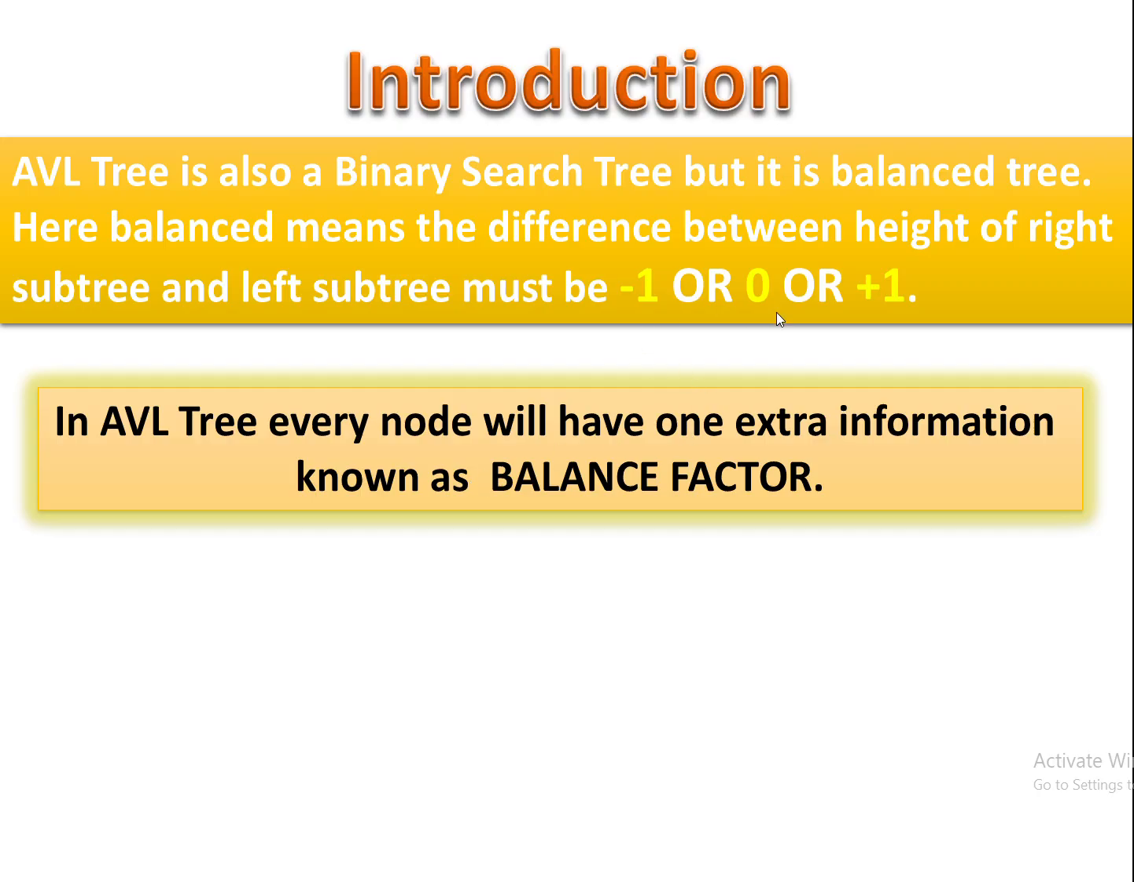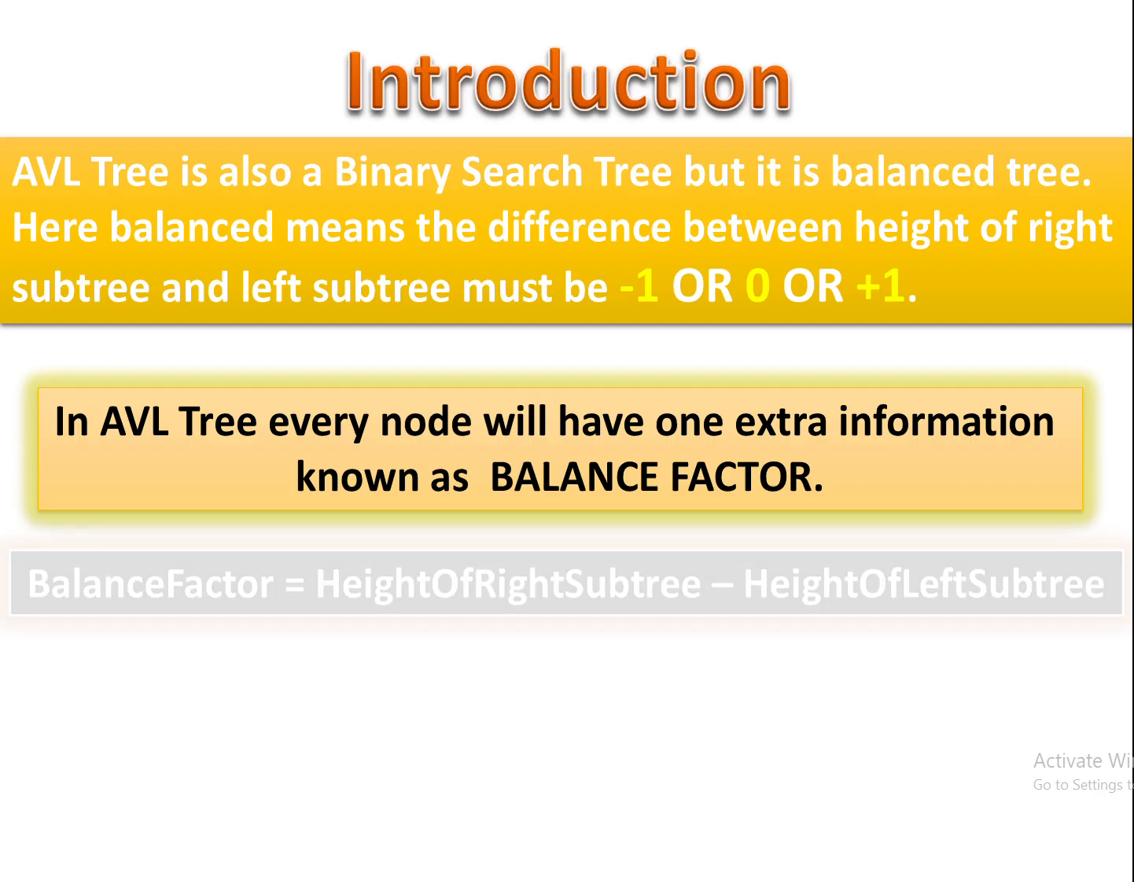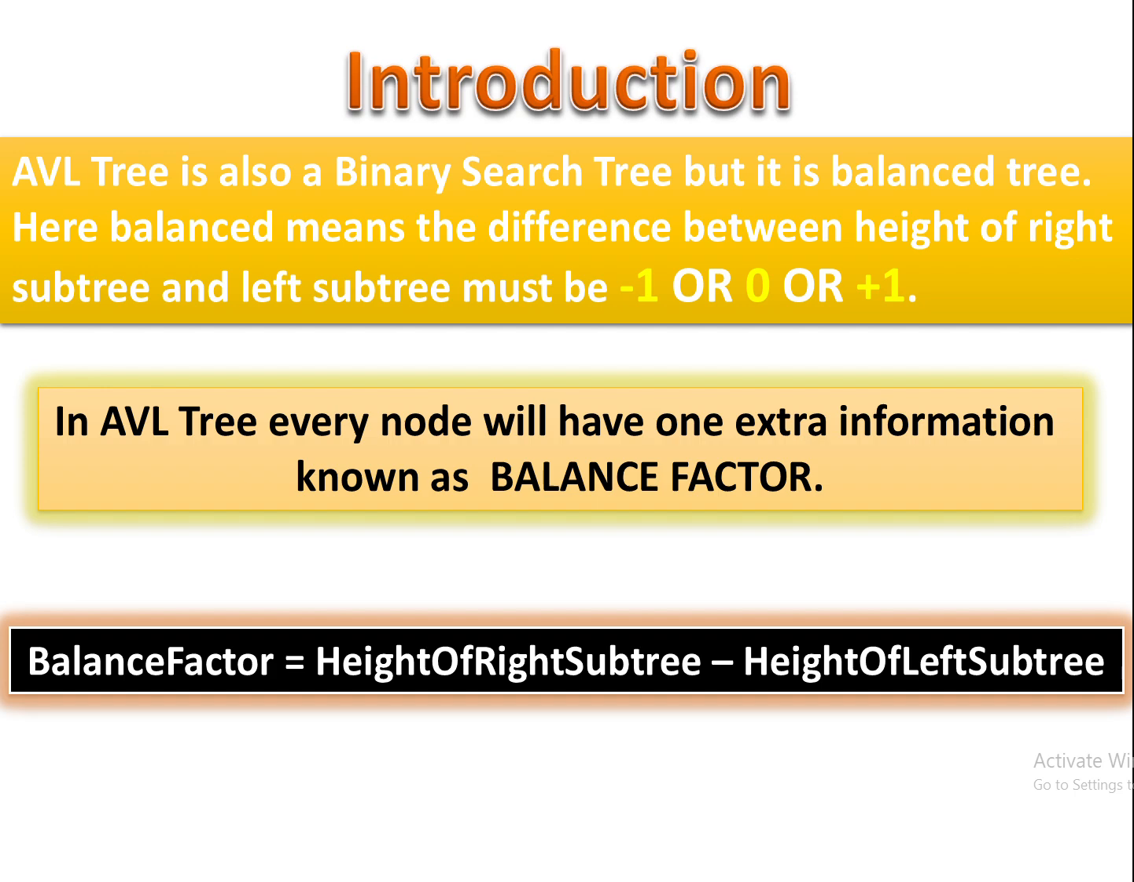These are the numbers we get while running the AVL tree. Every node will have one extra piece of information, known as the balance factor. First of all, we should know what the balance factor is. First, we need to know the balance factor formula: balance factor equals height of left subtree minus height of right subtree.